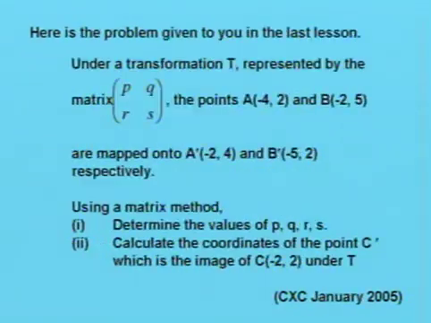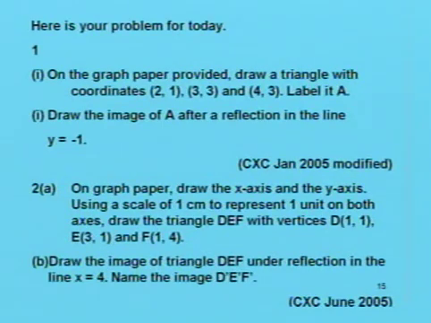The second question. On the graph paper provided, draw the x-axis and the y-axis using a scale of 1 cm to represent one unit on both axes. Draw the triangle DEF with vertices D (1, 1), E (3, 1), and F (1, 4). Part B: Draw the image of triangle DEF under reflection in the line x equals 4. Name the image D dash, E dash, F dash. Question taken from CXC June 2005.